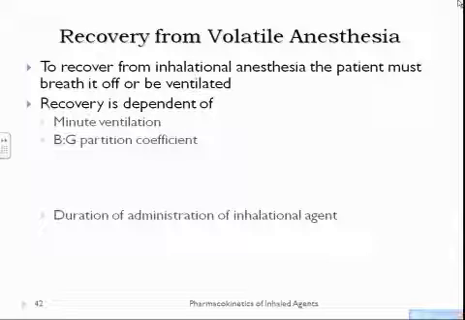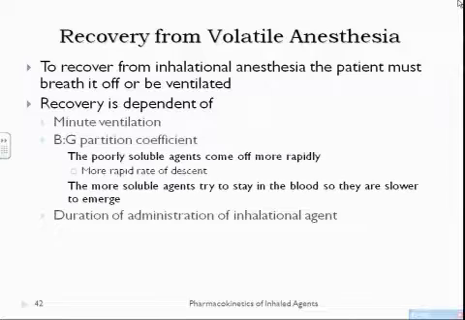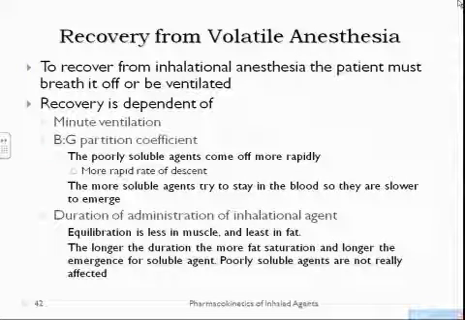Now the blood gas partition coefficient, okay, if you look at the poorly soluble agents that come off that I talked to you about, okay, we moved on now. The duration of administration is the other important part. The longer the duration for the soluble agents that you give, the longer it's going to fill up the vaporizer tank in the fat. On the other hand, the insoluble agents are not so much of a problem. Okay? So you don't have that much of an effect.